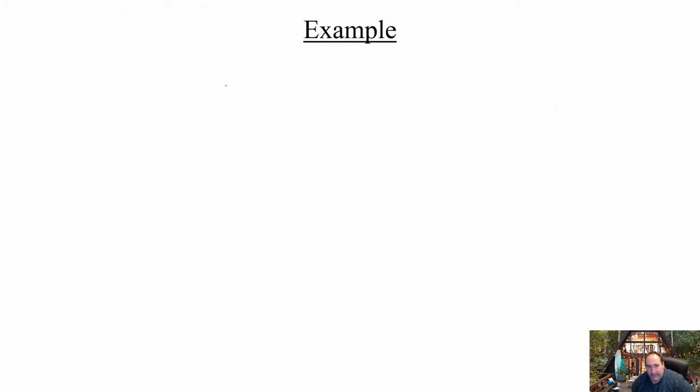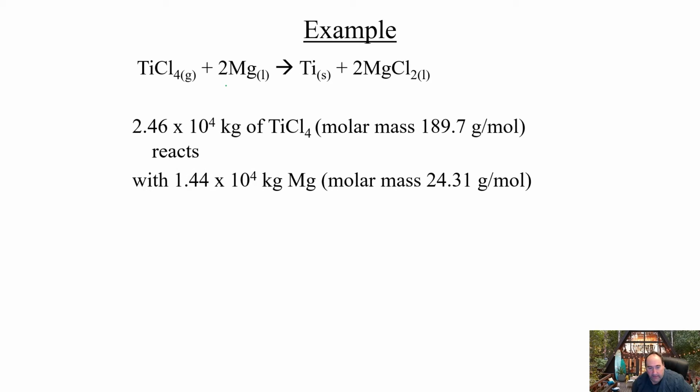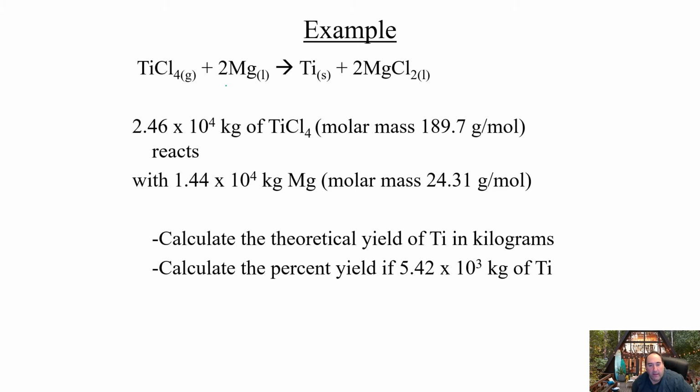So let's take a look at an example. All right, why don't you try this one. We've got this equation. We're going to start with 2.46 times 10 to the 4 kilograms of TiCl4. The molar mass is also given to you, so you don't have to worry about it: 189.7 grams per mole. It reacts with 1.44 times 10 to the 4 kilograms of magnesium, molar mass 24.31 grams per mole. How much is the theoretical yield of Ti in kilograms? And calculate the percent yield if we actually made 5.42 times 10 to the 3 kilograms.